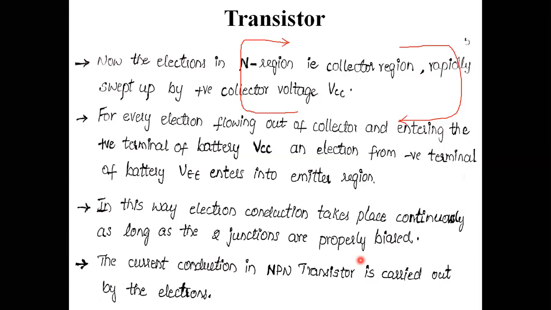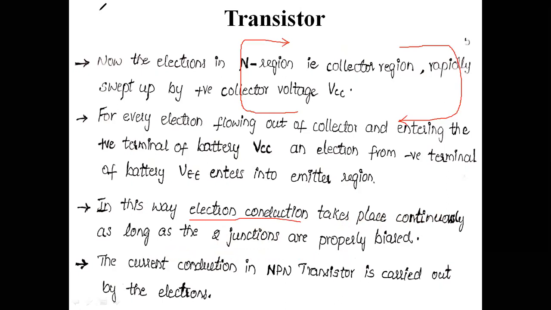Electrons enter the positive terminal of the battery, and those electrons are liberated towards VEE and then to the emitter side. In this way, electron conduction takes place continuously as long as the two junctions are properly biased. The conduction here is mainly because of electrons. The current conduction in an NPN transistor is carried out by the electrons here.